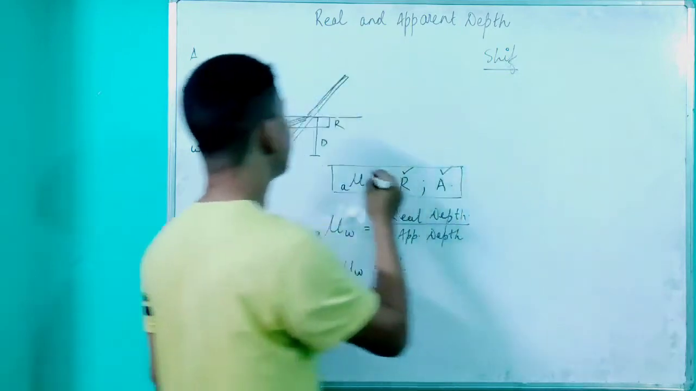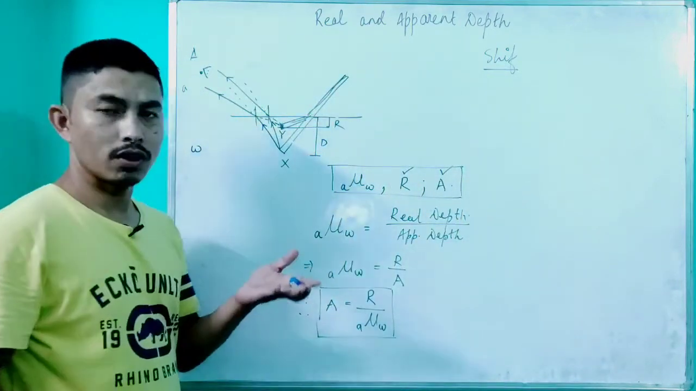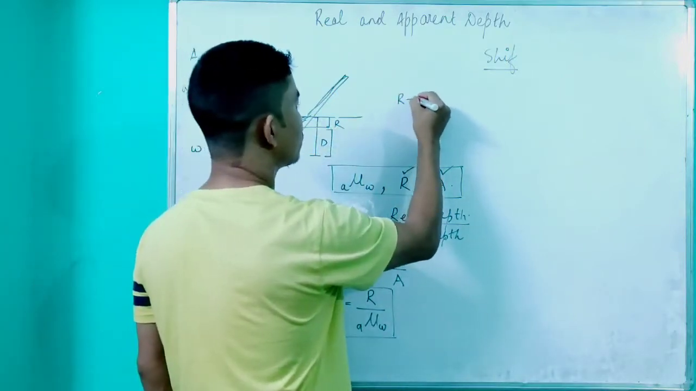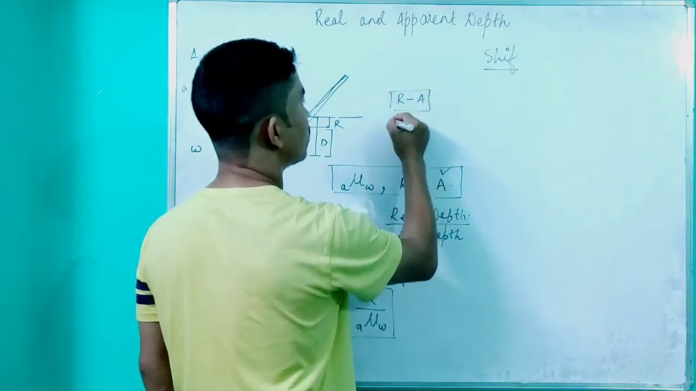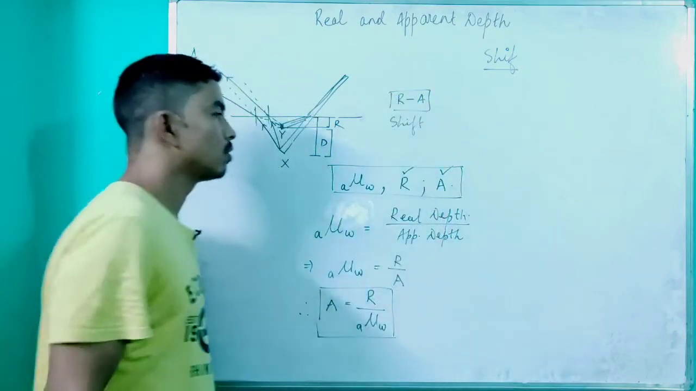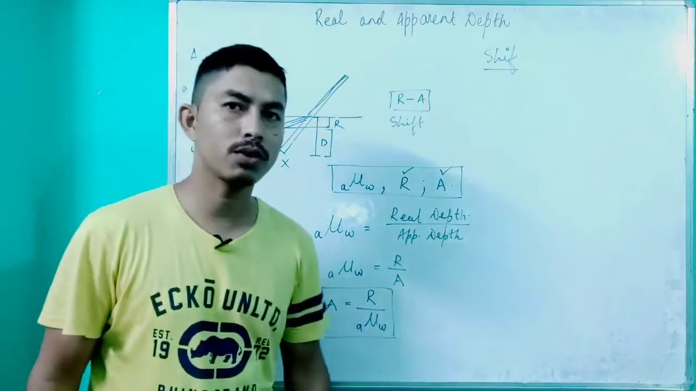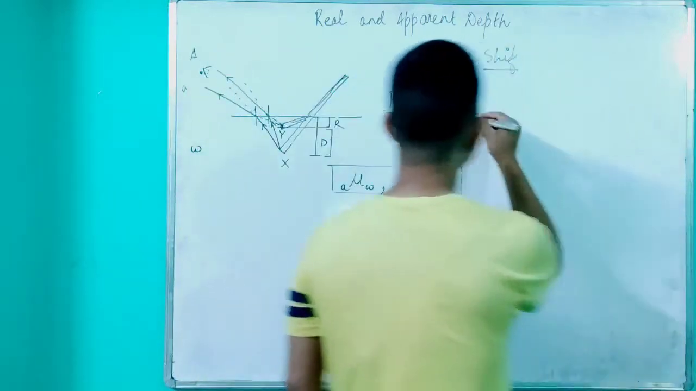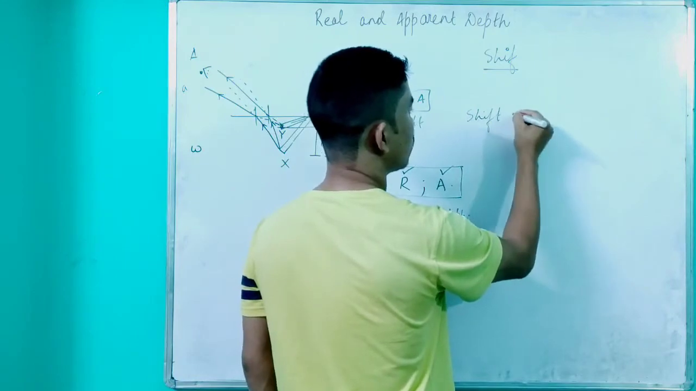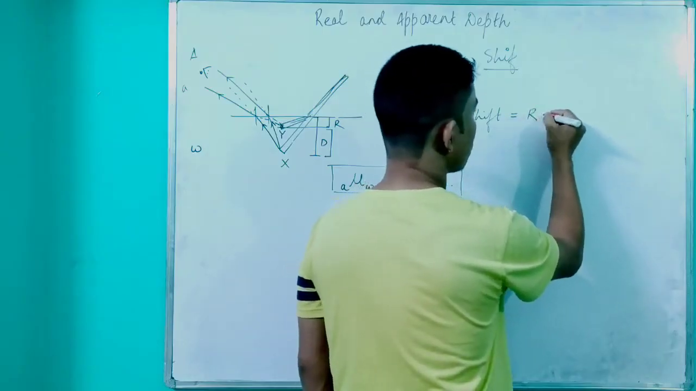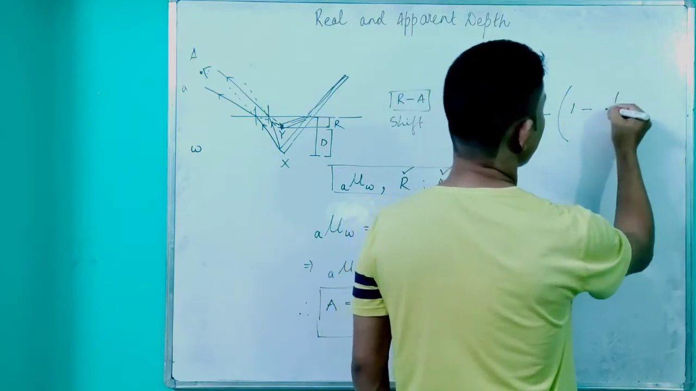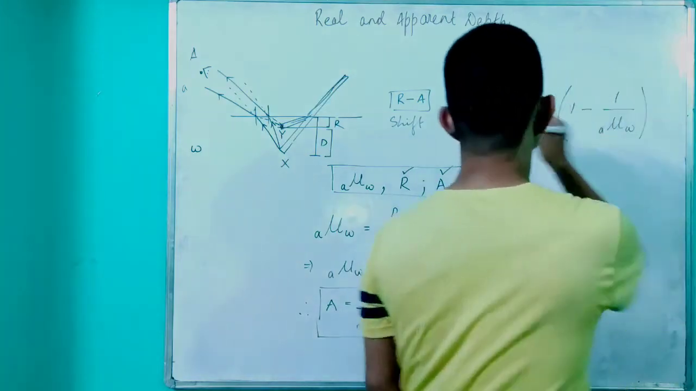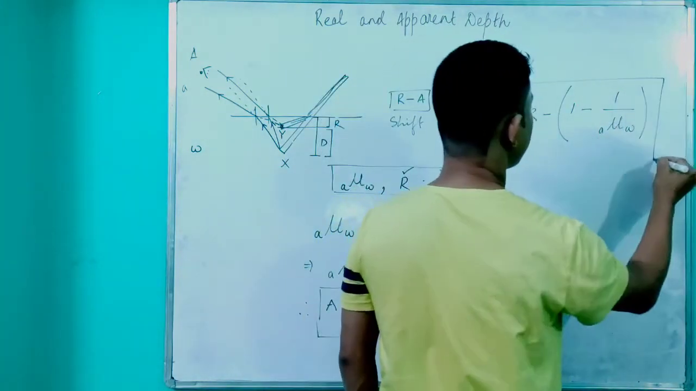Another important term is shift. What is shift? The shift is the distance by which the object is raised upward. So here the shift is the real depth minus the apparent depth. If you are asked to find the shift, you can simply remember this formula, which tells us that shift is equal to real depth multiplied by bracket 1 minus 1 divided by the refractive index of water with respect to air. This formula gives you the shift.